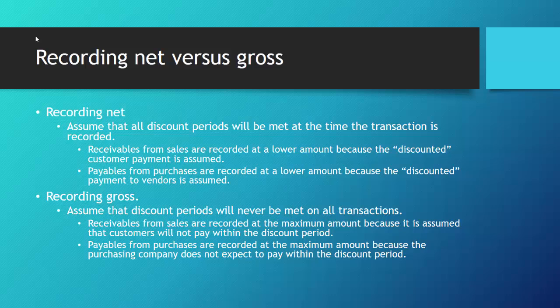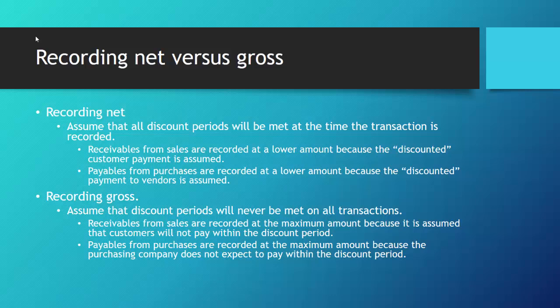How do you determine which one to use? Well, it's based on the historical precedent of your company. If your customers typically make the discount period and you typically make the discount period when you pay the vendors that you bought the inventory from originally, you record net. You assume that all discounts are going to be met because that's what most commonly happens to you.